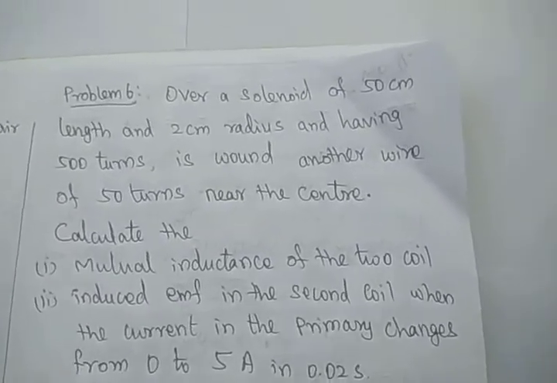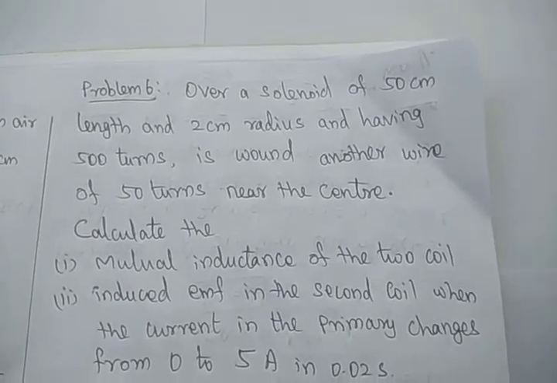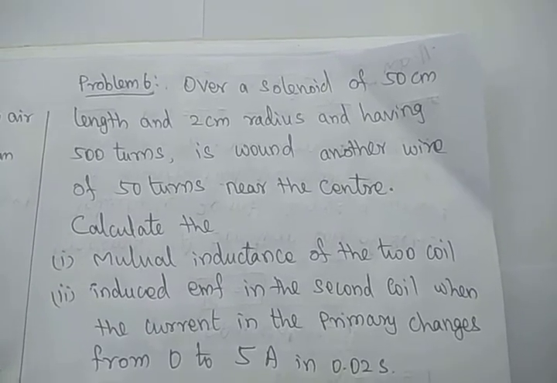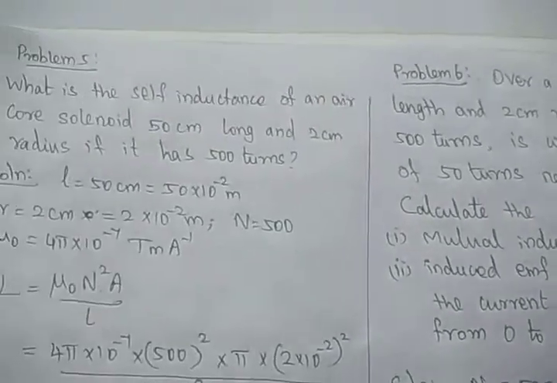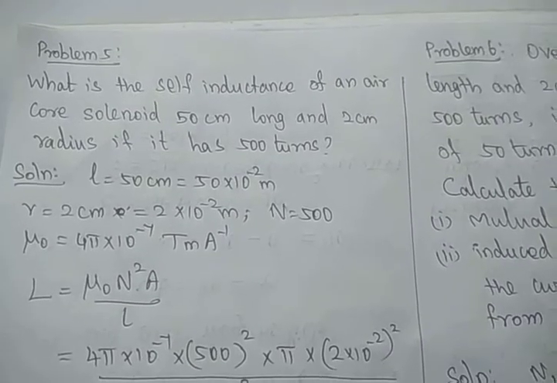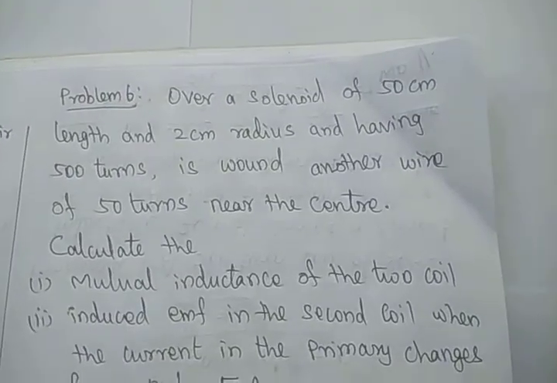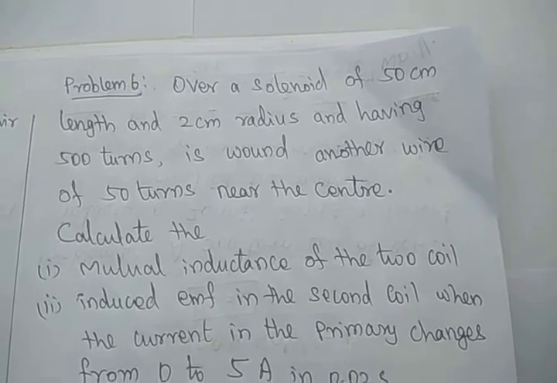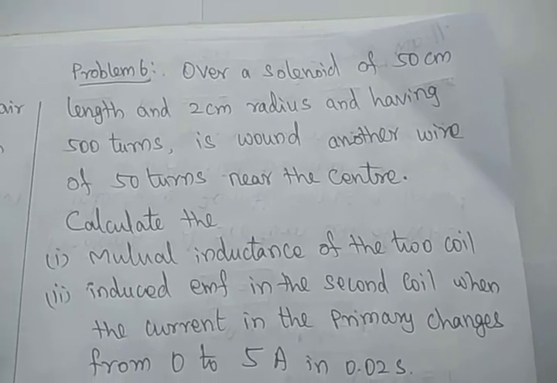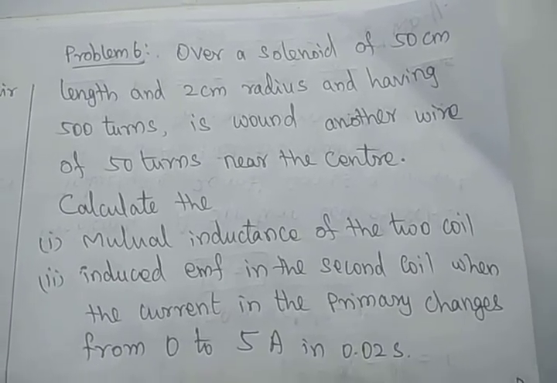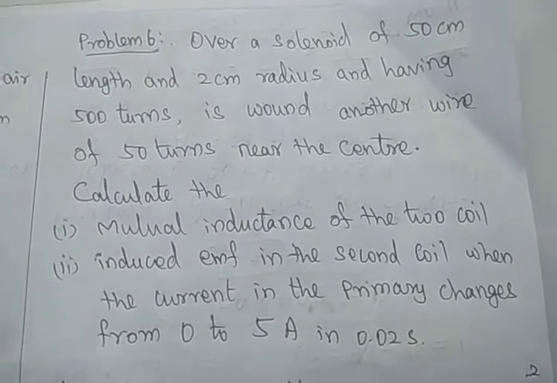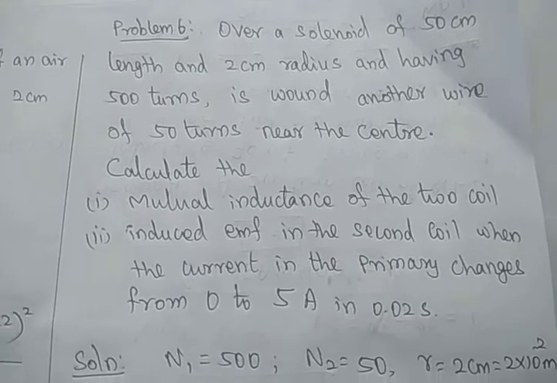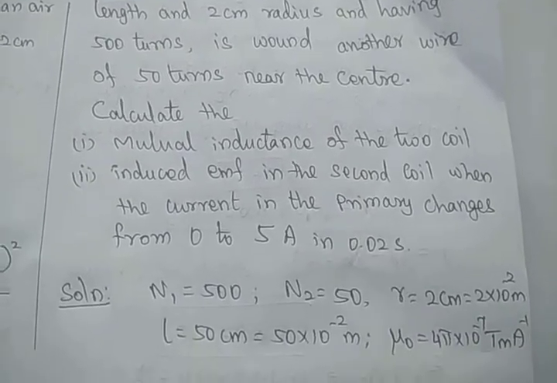Then the last problem is over a long solenoid of the same 50 centimeter length and 2 centimeter radius having 500 turns. So it is the same coil as in the previous problem, only another wire of 50 turns is wound near the center. That means there will be 2 solenoids. Here the mutual inductance will come.